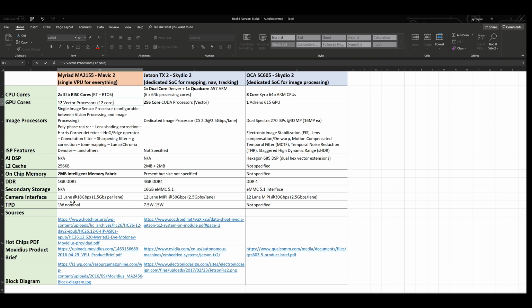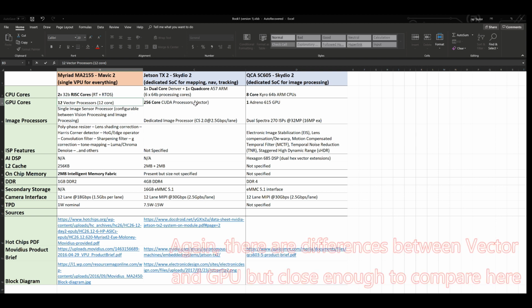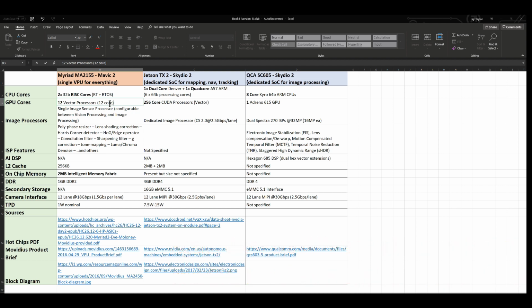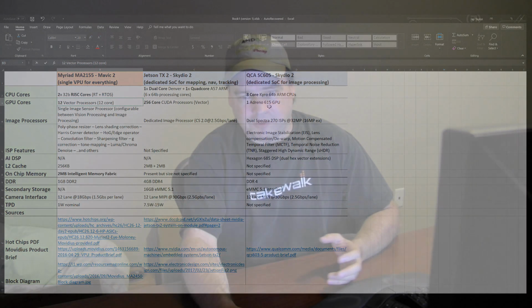Go down to the next line. What do you got? You've got 256 cores of graphics processors. These are vector processors, okay? 256 cores. That's a massive amount of processing power when you compare it to the 12 vector processors inside the Myriad. Then again, go to the right. You've got another Adreno core for GPU stuff. So just between all of this, you've got a lot of processing power going on.